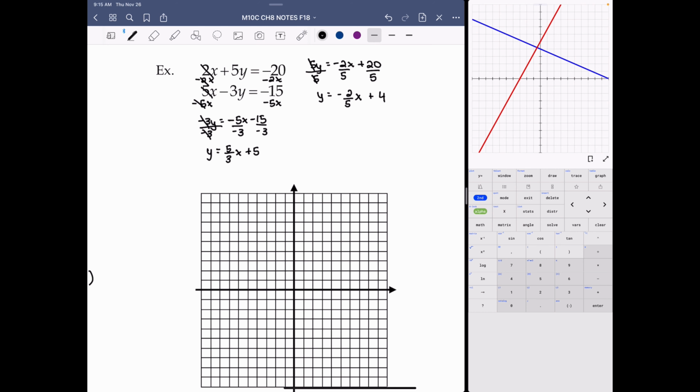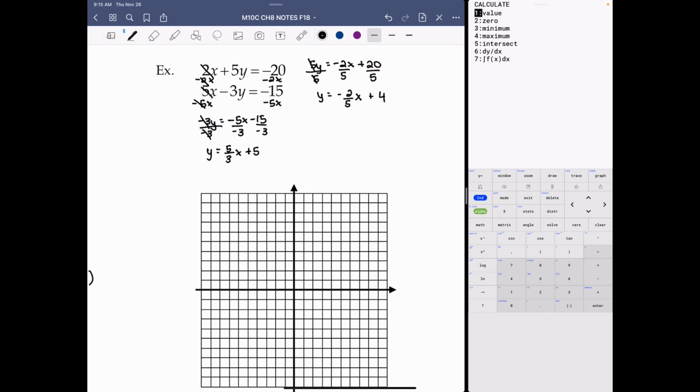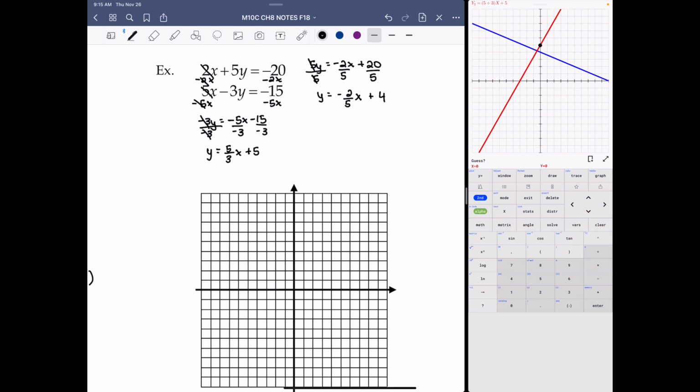Graph that, and again, we have our standard window from the last one, and we can see our intersection point. Calculate where it is. So TI's, second trace, number 5, enter, enter, enter. Casio's, F5, then F5 again. It says -0.484 and y equals 4.1936.